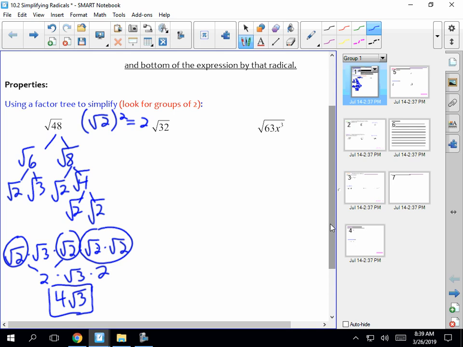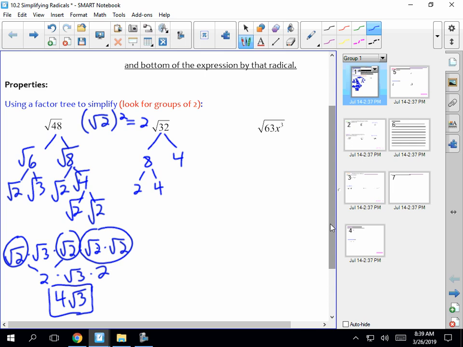All right. Square root of 32. How would you break that up? Maybe as first factors that come to mind. 8 and 4. Okay. I want to show you something with this. And then 8 would be 2 and 4, right?